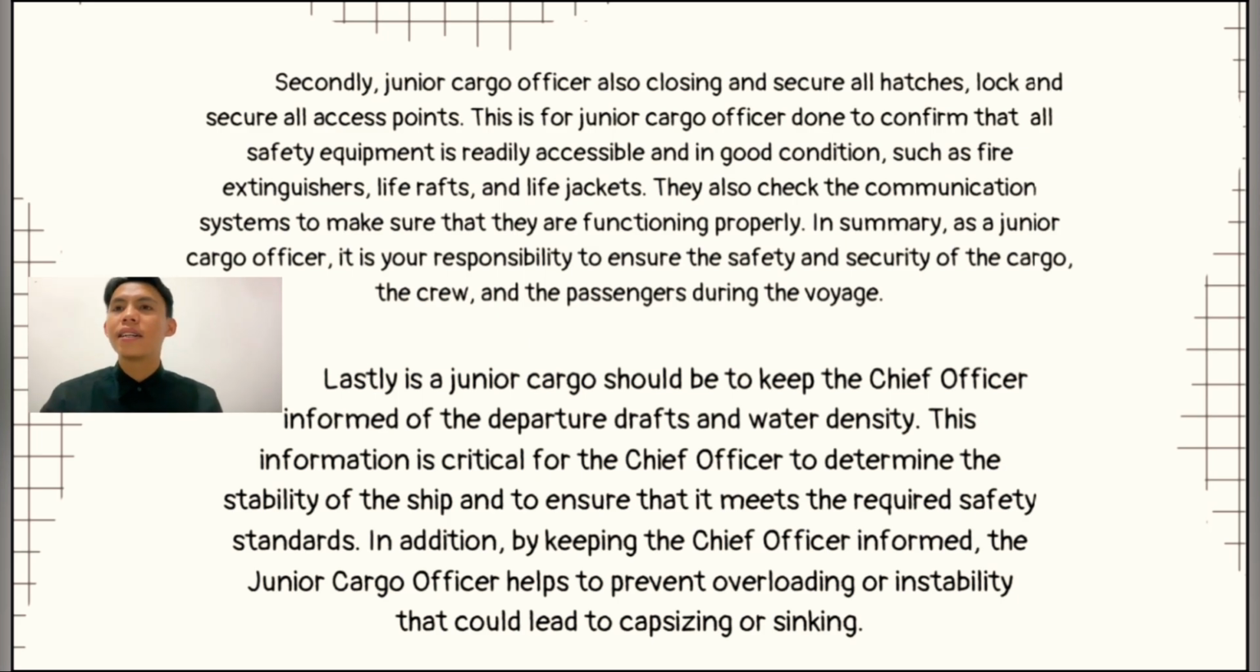Lastly, the junior cargo officer should keep the chief officer informed of the departure draft and water density. This information is critical for the chief officer to determine the stability of the ship and to ensure that it meets the required safety standard. In addition, by keeping the chief officer informed, the junior cargo officer helps to prevent overloading and instability that could lead to capsizing or sinking.